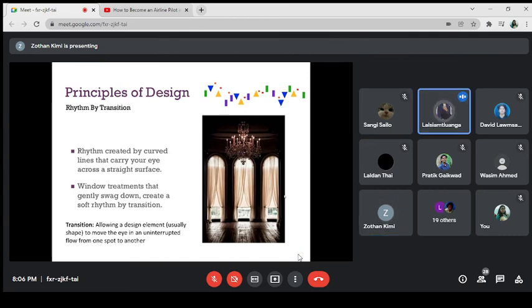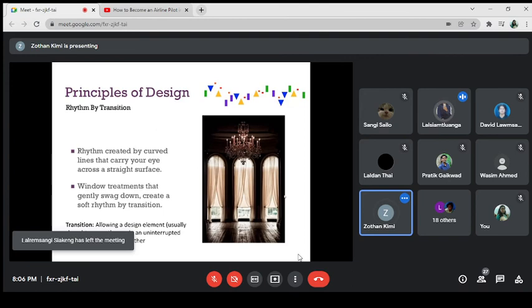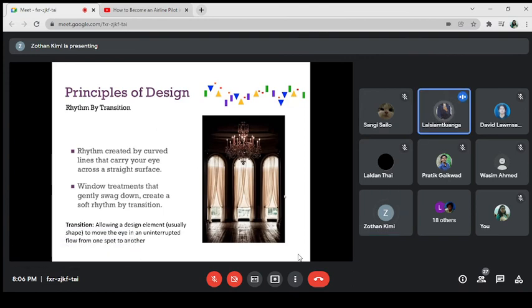Principles of design, rhythm by transition. Rhythm created by curved lines that carry your eye across a straight surface. Window treatments that gently swag down create a soft rhythm by transition. Transition, allowing a design element, usually shaped, to move the eye in an uninterrupted flow from one spot to another.